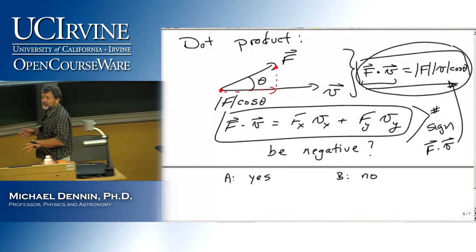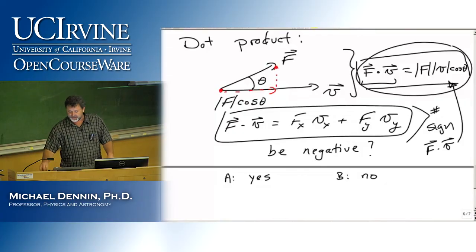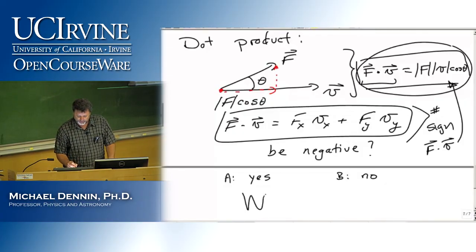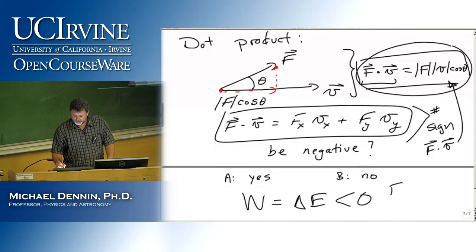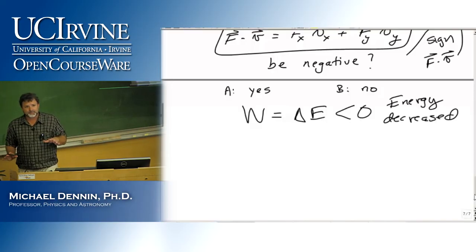Notice it's not a vector. The negative work doesn't tell you the direction of work. There's no direction here. It just tells you if work, which is change in energy, is less than 0, your energy decreased. That's what went on. Any questions on that?